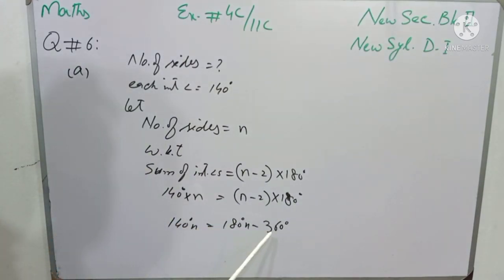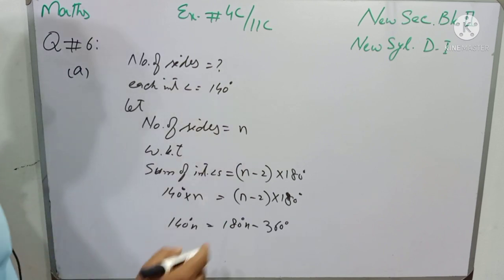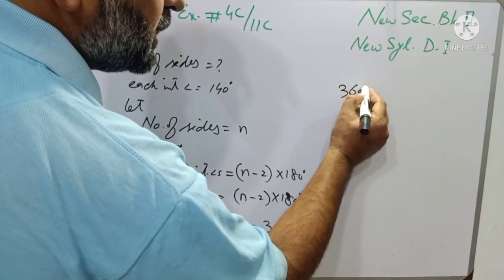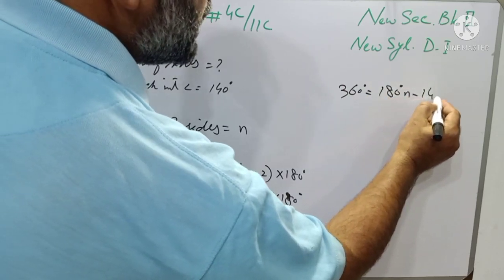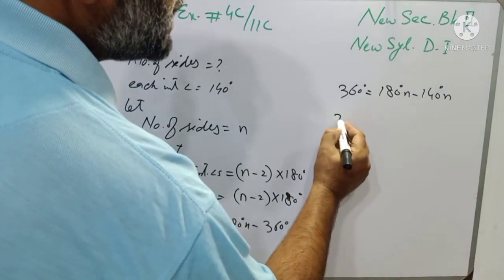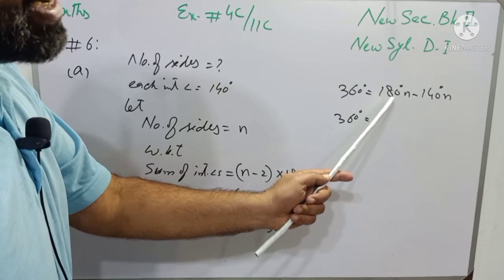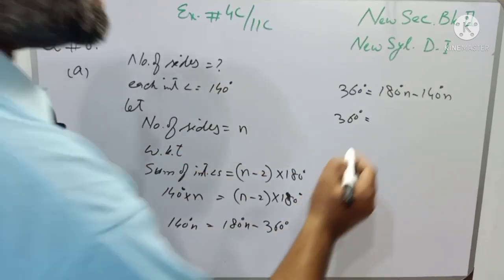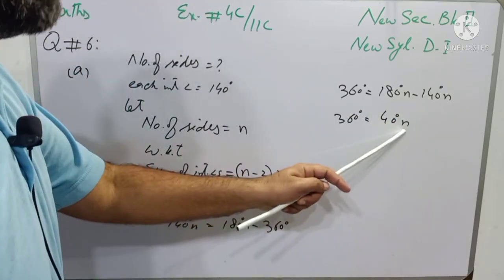Now students, look carefully. 360 is minus on the right side. When I transfer it to the other side, it will become plus. And 140 is plus on the left side. When I transfer it to the other side, it will become minus. So 360 degrees is equal to 180 degrees n minus 140 degrees n, and we will have 40 degrees n, and 40 degrees is multiplying with n.